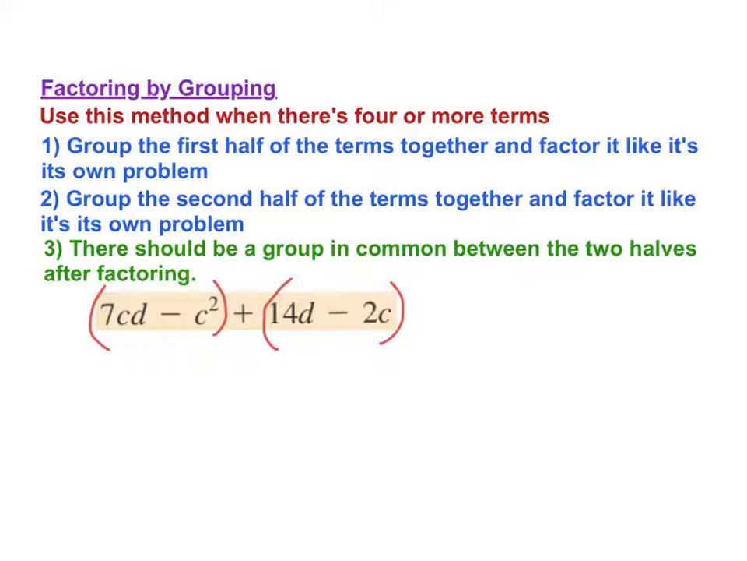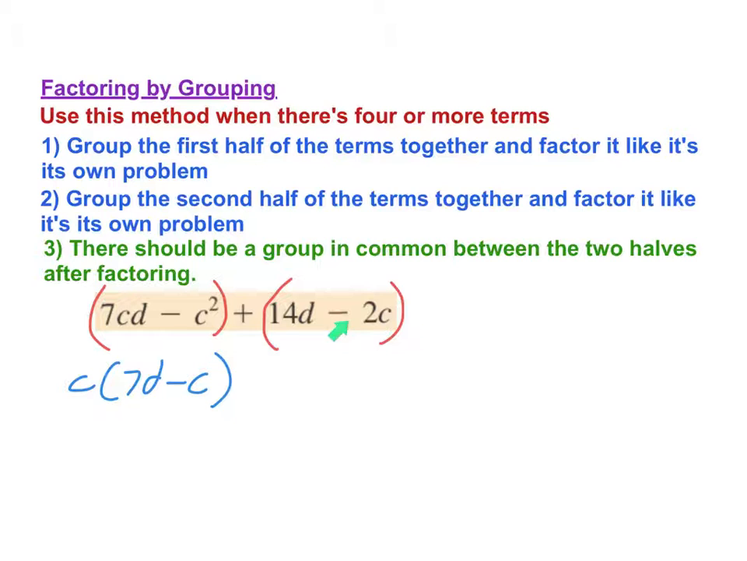Then all you have to do is factor this first set of parentheses like it's its own problem. Usually that means finding a greatest common factor. So what is the greatest common factor between these 2 terms? C. So I'm going to factor a c out, which means I'm left with what? 7d minus c. Before you do the second half, understand that your goal is, when you factor this second half, to get another 7d minus c. We're trying to get a common group.